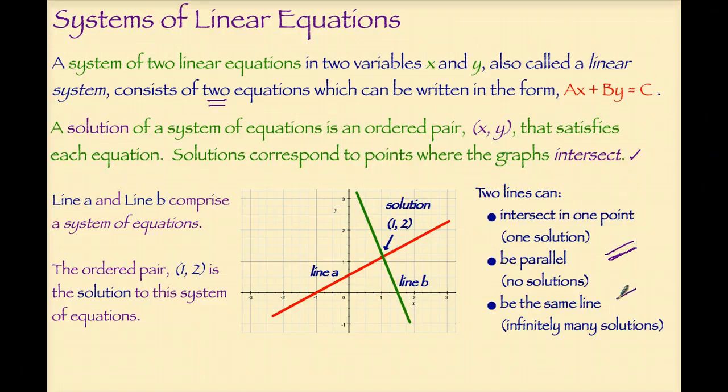They could also be the same line. Maybe the equations didn't look the same, but when you graphed both lines, it turned out to be the same line. In that case, they're intersecting at every point, and there are infinitely many solutions. So your three options for a solution to a system of linear equations: one ordered pair, one xy value, or possibly no solution, or possibly infinitely many.